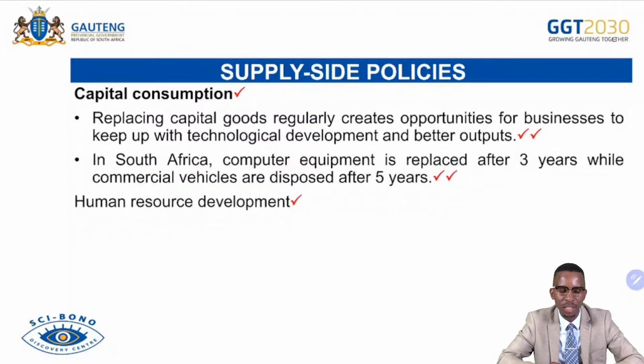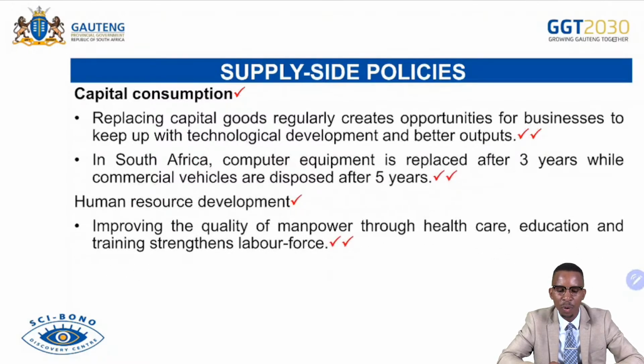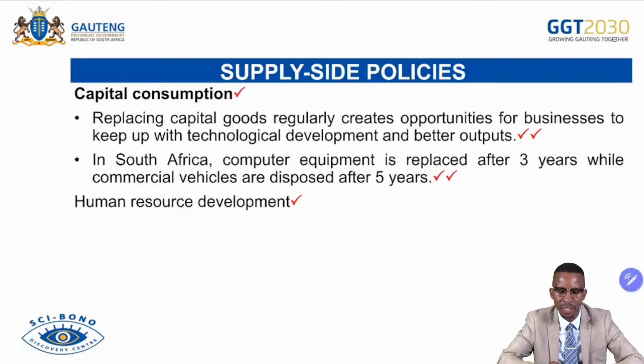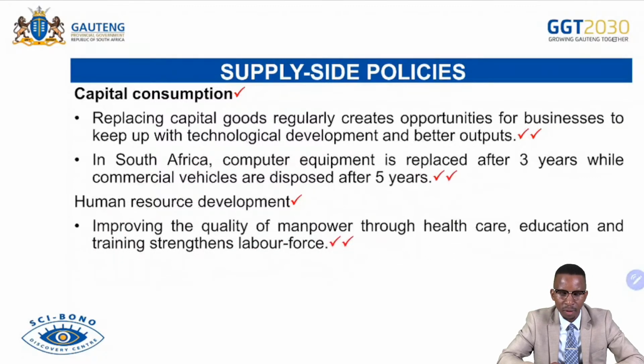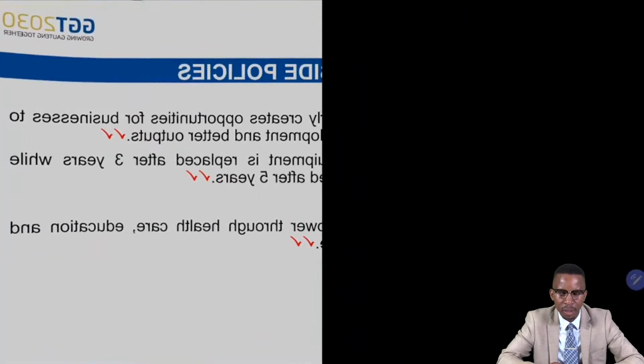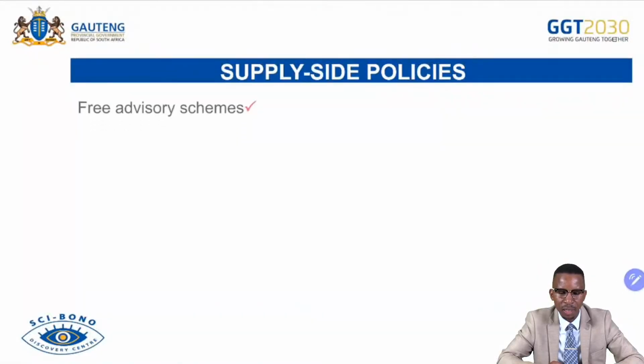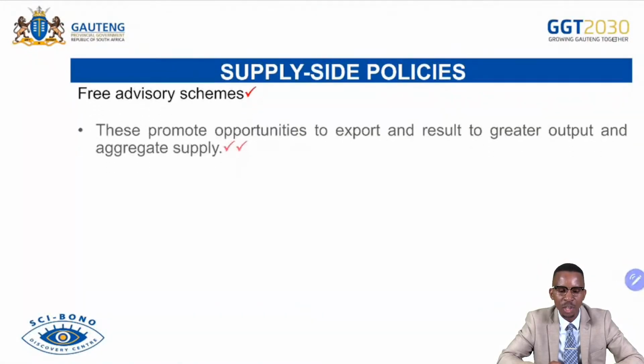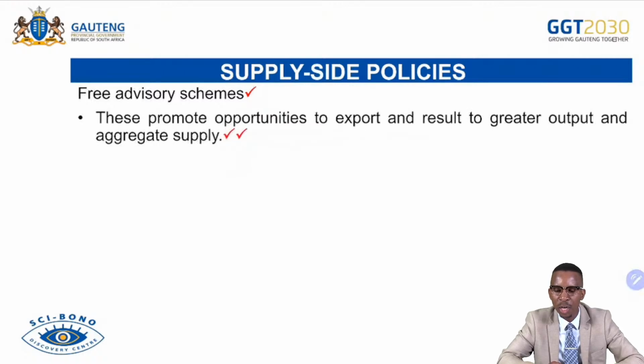And then human resource development. Here we say improving quality of manpower through healthcare, education, and training strengthens the labor force and results in further productivity and efficiency. And then we continue with the supply side. Free advisory schemes, remember these ones, promote opportunities to export and result in greater output and aggregate supply.